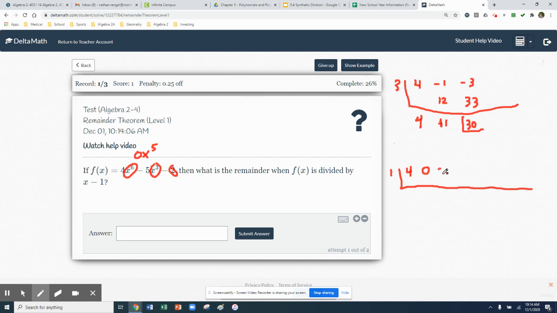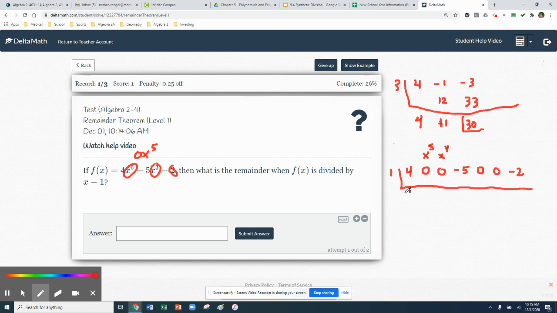X to the fourth, it's not there, but we're still going to account for that. We're going to put a 0. Then we're going to have a negative 5. Now there is no x squared, so we'll put a 0. There is no x, so we'll put a 0. But there is a constant, so we'll put a negative 2. So this represents my x to the fifth, x to the fourth. Even though it's not in the polynomial, it would be in there with a 0 term, so I do have to still account for that.